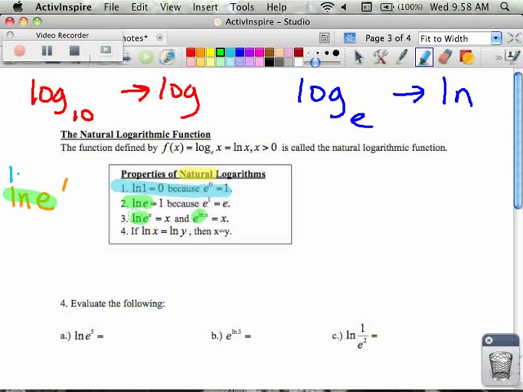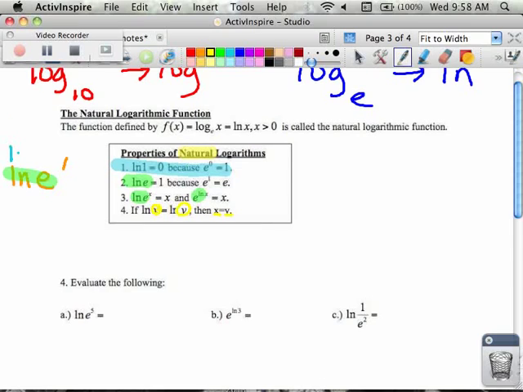Cancel. Oh look, ln x, ln y. Same. That's what they're saying. Now, let's put it in practical use. That might be more helpful, actually.